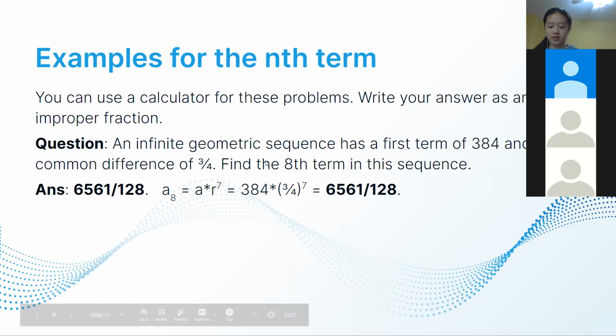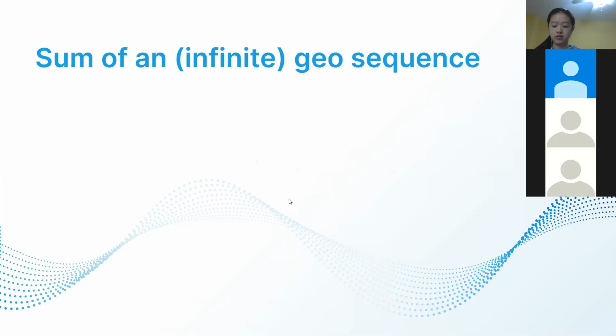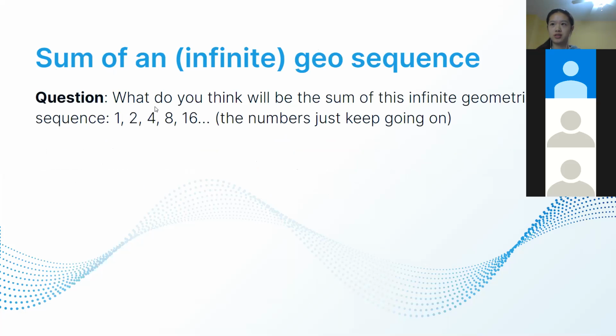And hopefully you understand this, because now we're going to give you another important thing: how to find the sum of a geometric sequence. So what do you think is going to be the sum of this geometric sequence? 1, 2, 4, 8, 16. And note that the word infinite means that the numbers will just keep going on and on and on. They won't ever stop.